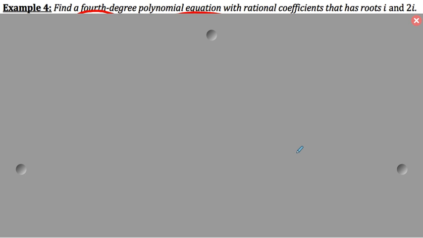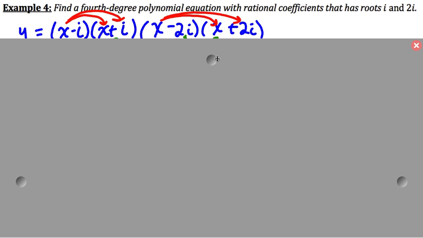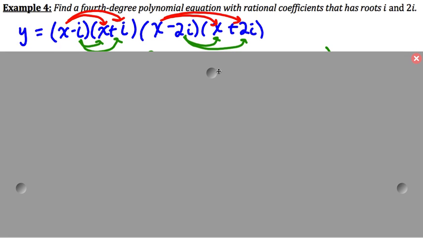All right, this one says fourth degree polynomial with rational coefficients that has roots of i and 2i. So that means the roots are i, negative i, 2i, and negative 2i. Okay, so that's how we're going to start it out here. Let me just slide down my first step here. In our starting point there, we have x minus i, x plus i, x minus 2i, and x plus 2i.